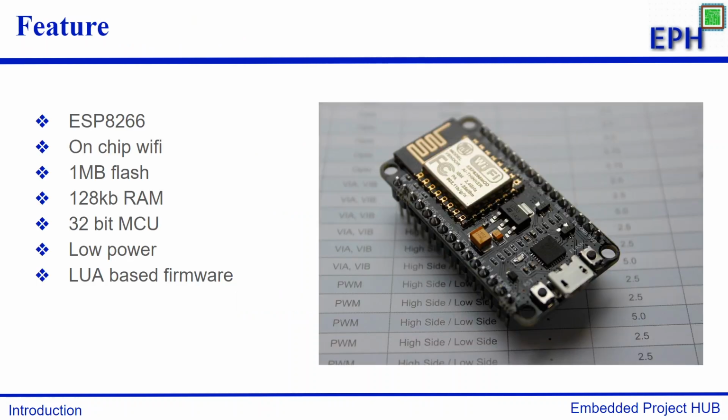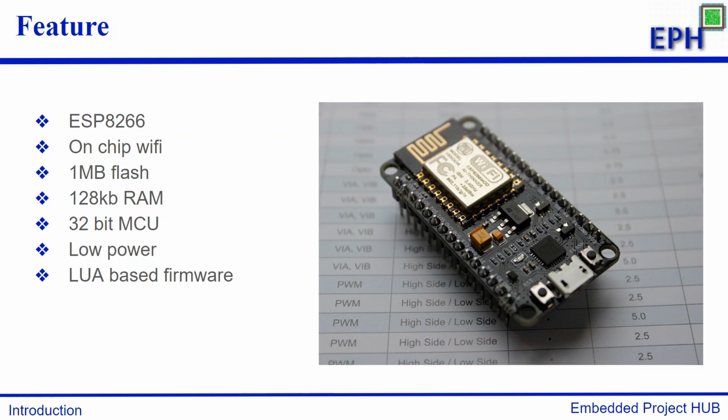The first thing we require is a NodeMCU. NodeMCU is the popular name for the ESP8266 controller. It has on-board Wi-Fi, 1 MB flash, 128 KB RAM, and it is a 32-bit MCU. 32-bit means it can process 32 bits at a time, so the ALU size is 32-bit, and it is low power. That's why it is very suitable.